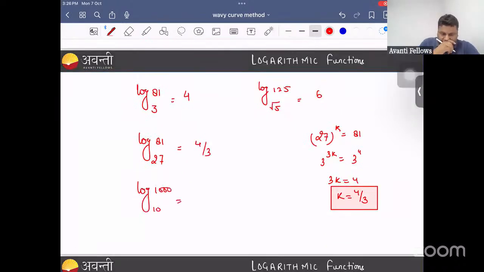Log 1000 base 10. What should be the power of 10 to make it 1000? The answer will be 3. Now if I ask you log 1 by n base n. What should be the power of n to make it 1 by n? The answer will be -1. Am I clear? So these are the things that you need to take care of.